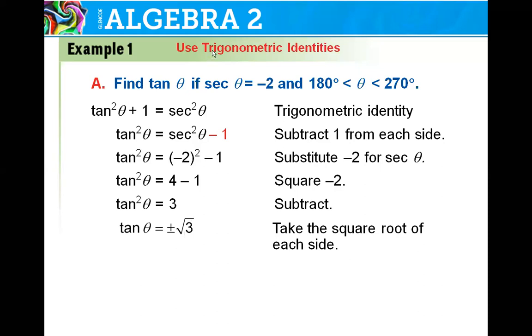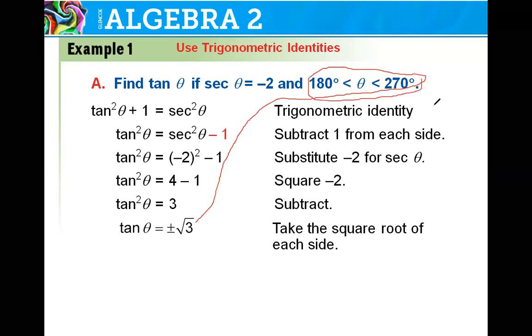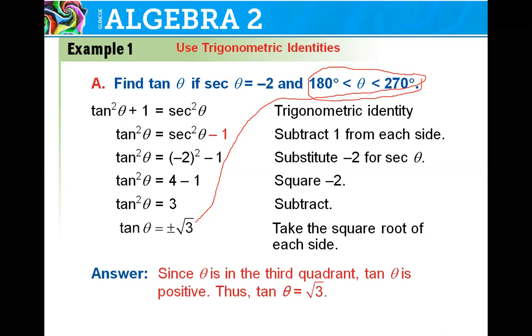Go to the condition. The condition said that theta is included between 180 and 270. It means theta is in the third quad. In the third quad, tan is positive, so we take only the positive value. So we take tan theta equal root 3.